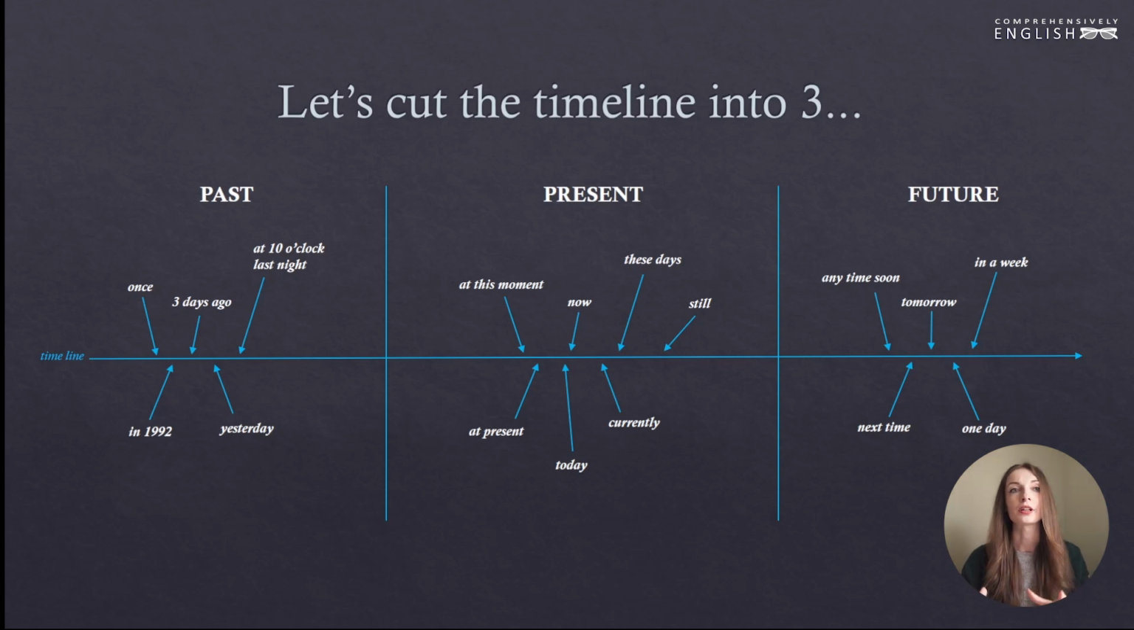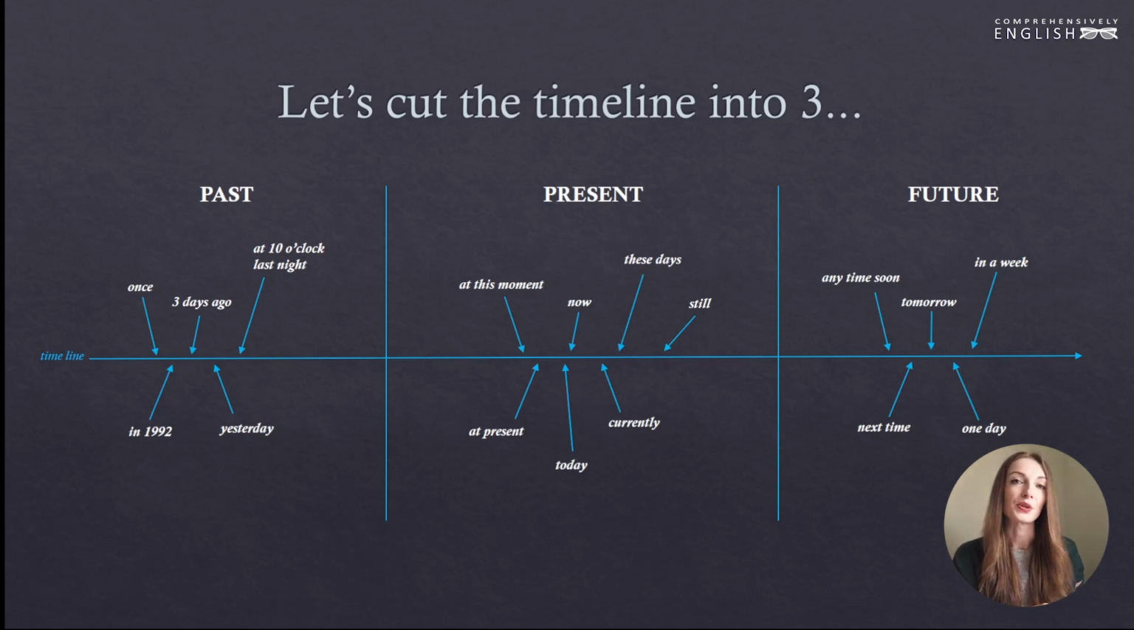In the future or in that future room that you imagined or on that section of the timeline, we have things that are yet to come anytime soon, tomorrow, that will happen in a week, next time, or one day. Each of these rooms that you imagined, that you visualized, contains each of the four aspects.